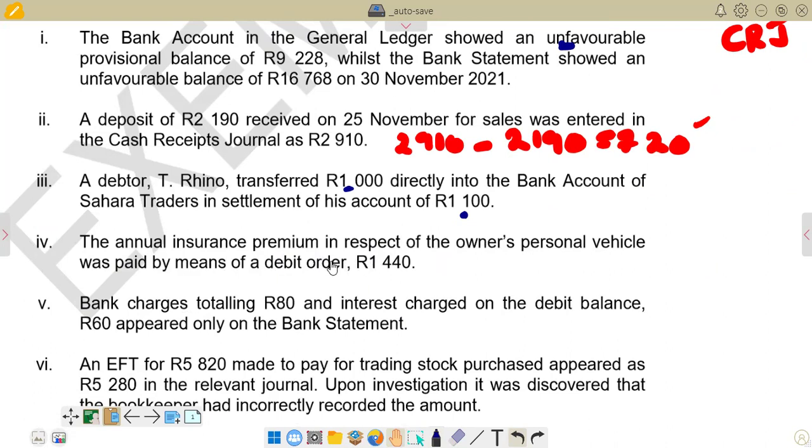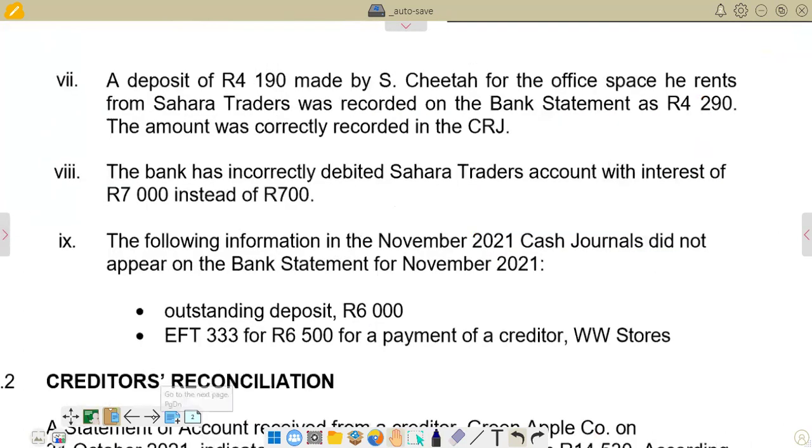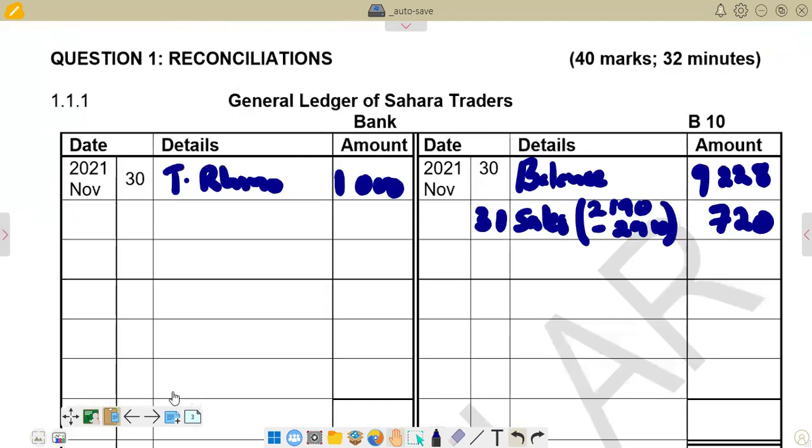We can only get to know about the debit order when we get the bank statement at the end of the period, like in this instance. So the debit order will be debited on the bank statement, but in our bank account it has to be credited. So this 1,440, we are supposed to put it on the credit side of the bank account. So we're going to our bank account and then put on the credit side.